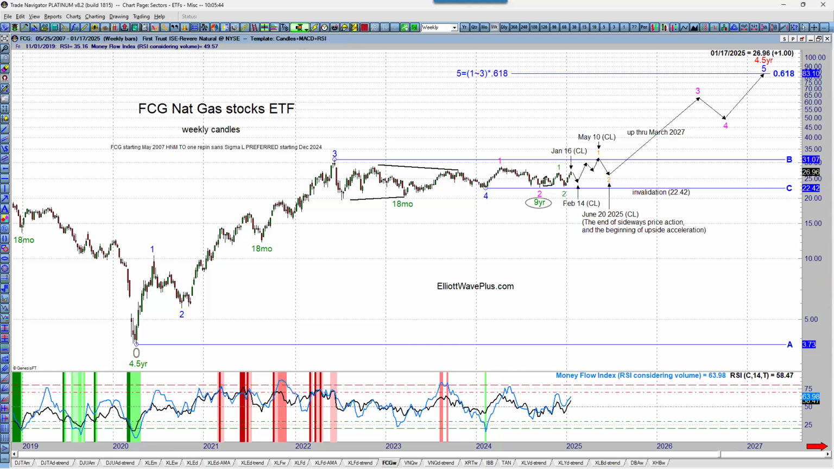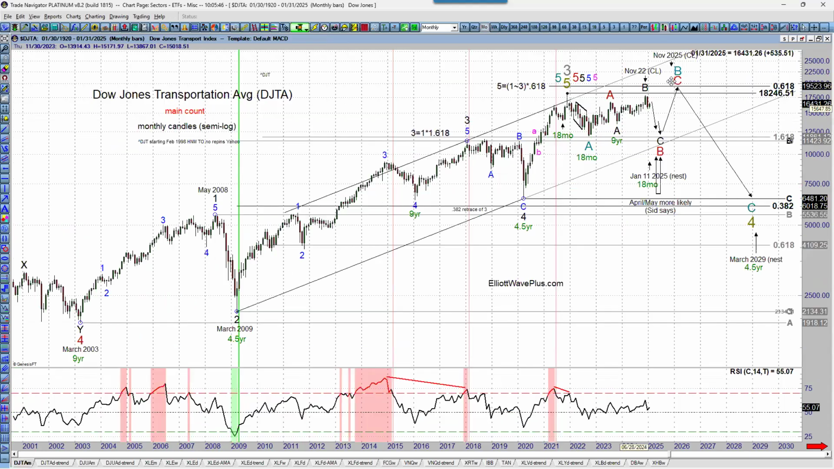Okay, first we will move to the transports. Transports have been doing exactly what I thought they would do. They bounce a little bit, but I think they will top on this bounce. That bounce will end before it makes any new highs above what happened in the fourth quarter. And then we'll develop into a 3, 4, 5 on down. So 1, 2, 3, 4, 5, probably down through mid-year this year.